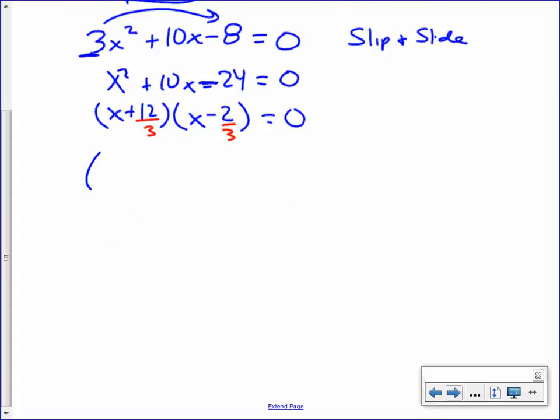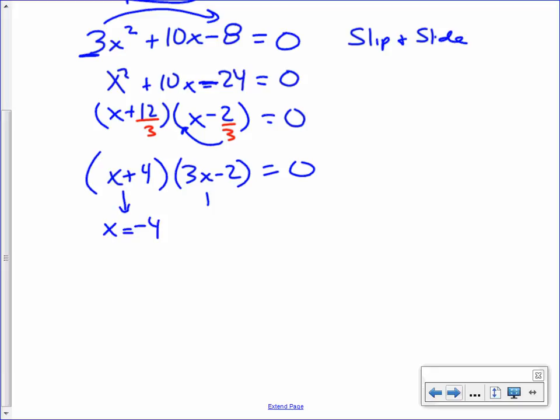Reduce where you can. So it's x plus 4. And if you can't, just bring it back up to the front. So 3x minus 2 is equal to 0. So that first one gives you a solution of x is -4. And the second one is x is equal to positive 2/3. So -4 and 2/3 are where the graph crosses the axis.